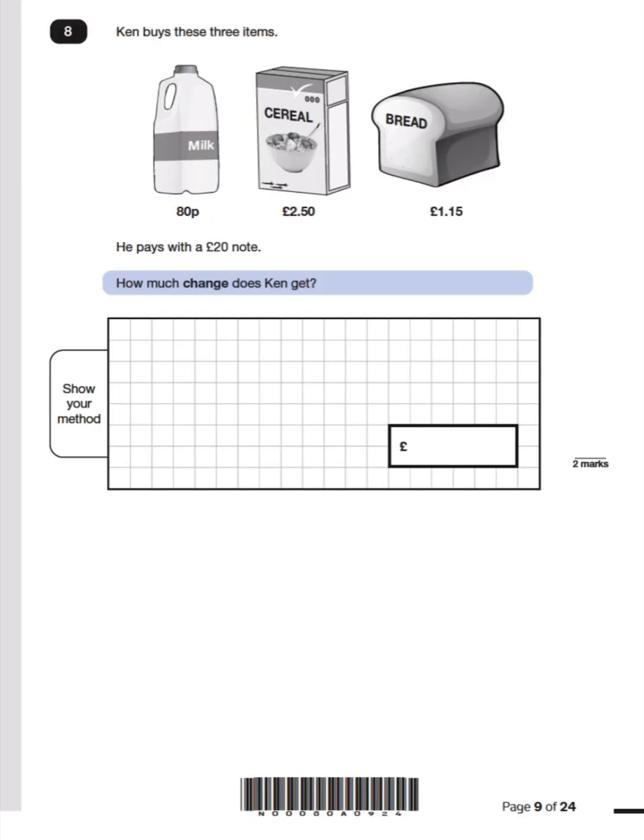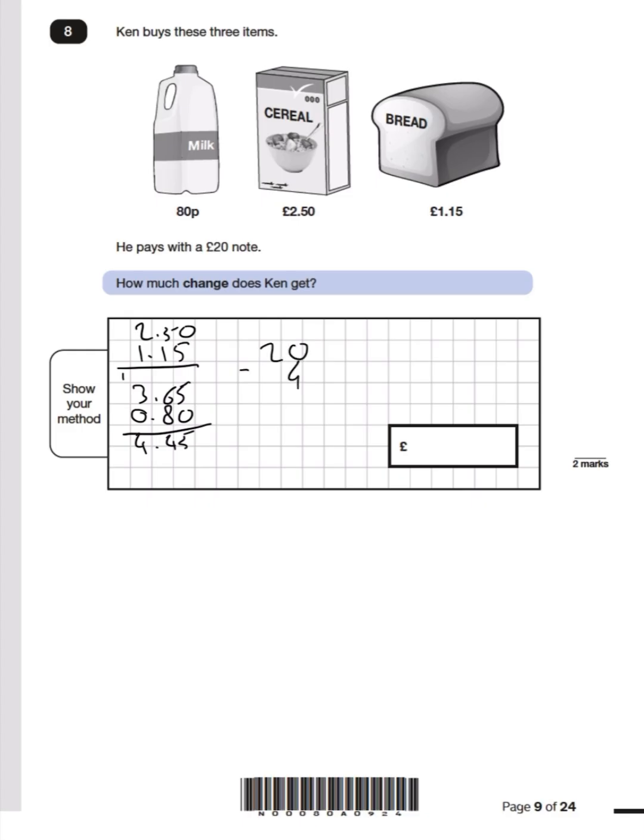Number 8. Ken buys these 3 items. He pays with a £20 note. How much change does Ken get? Okay, so he is buying £2.50, £1.15 and 80p. Let's add these two first together. That's £3.65. If we add 80p to that, we get 5, 6 and 8, 14. That's 4.45. He pays us £20.